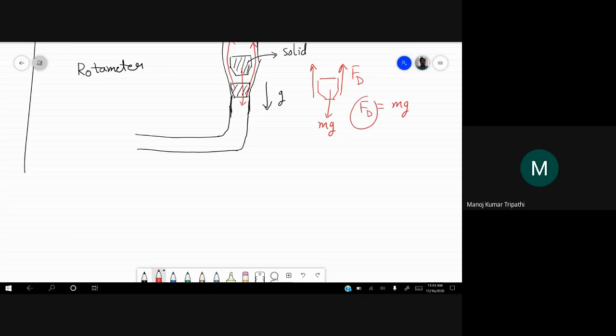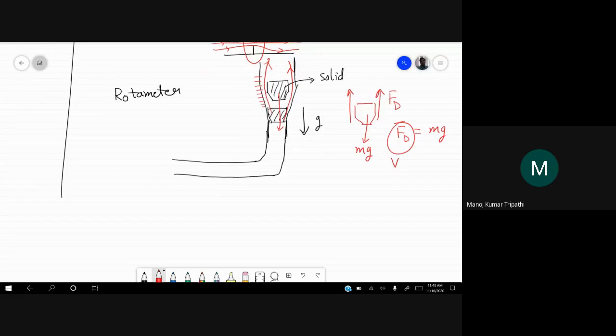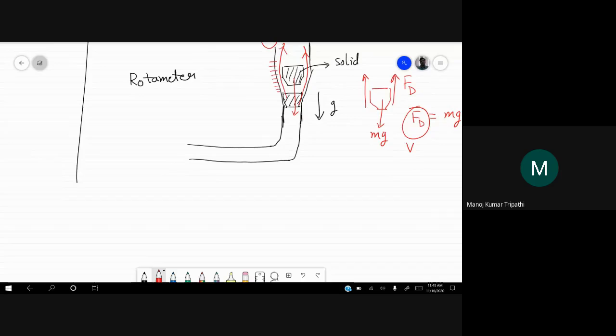and Fd will be in terms of velocity of the fluid that is flowing past this solid. That's why we have to study this flow past different bodies, and we have empirical relationships for different solids. So this is in terms of velocity of the fluid. So from here we get to know the velocity of the fluid, and there are readings here from which you can find out how much is the flow rate or velocity of the fluid that is flowing. Okay, so this is the principle of rotameter.